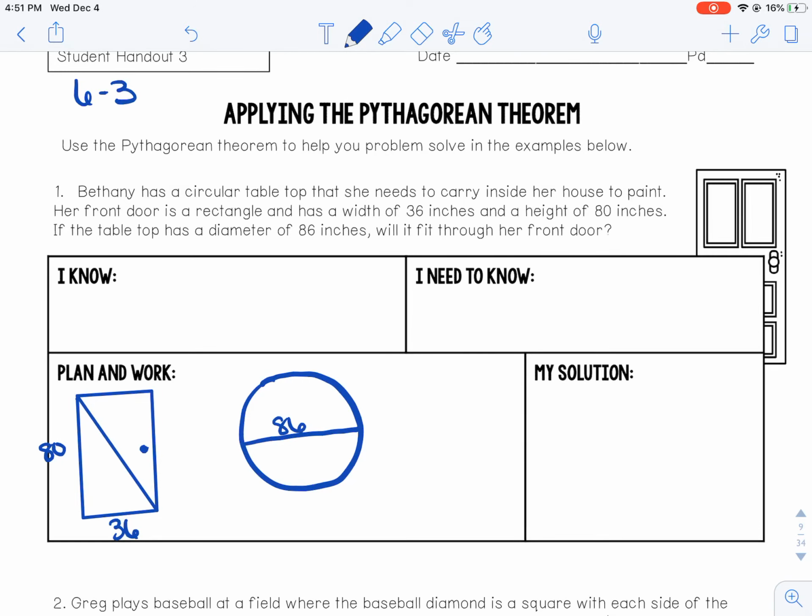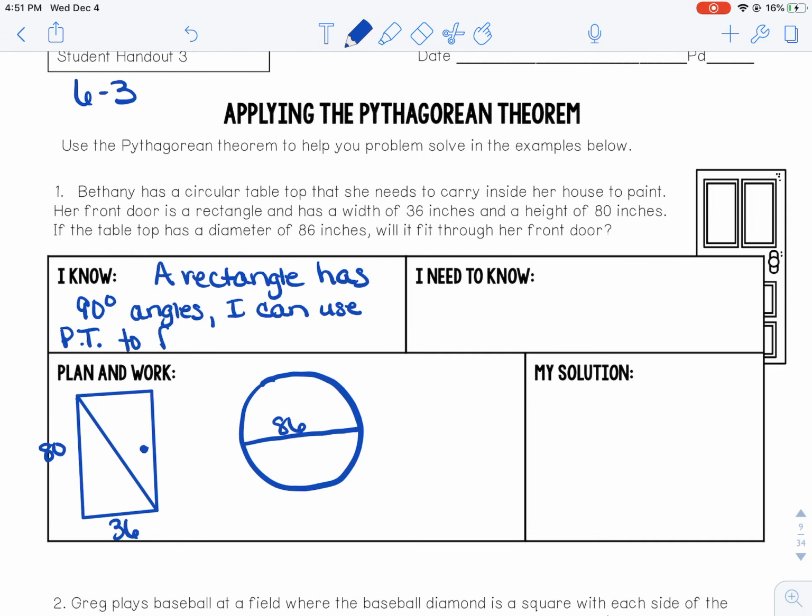So what do I know? Well, I know I have a rectangular door, and I know that a rectangle has 90-degree angles. Because it has 90-degree angles, anything that has 90-degree angles, I can use the Pythagorean Theorem. I'm going to write PT for Pythagorean Theorem to find the distance of the door. Okay, so what is it that we're needing to know? We're needing a diagonal distance. And that diagonal distance needs to be greater than 86 inches, right?